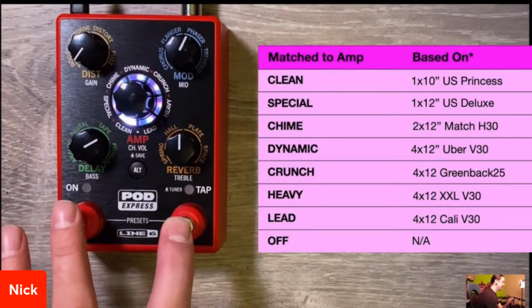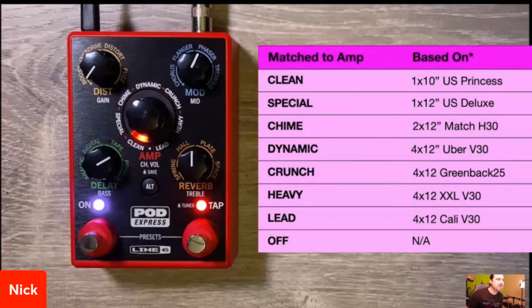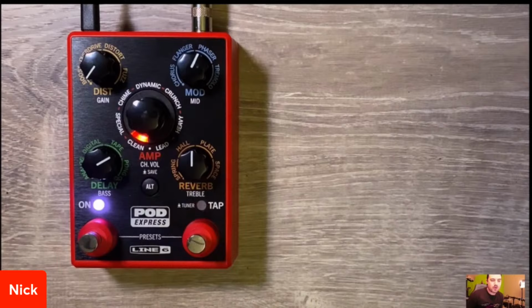So that's what we have there for our cab sims. Again, it's that IR-based cabinet engine that you will find in Helix, and that was introduced into Pod Go with the 2.0 update. So great question there.